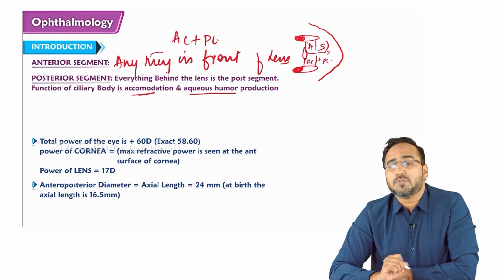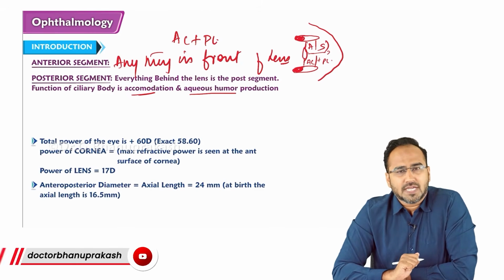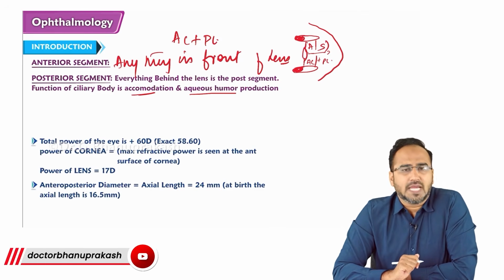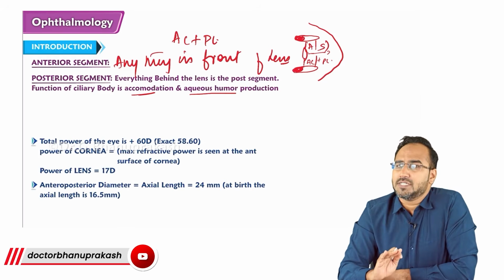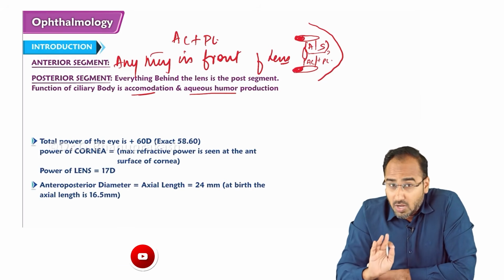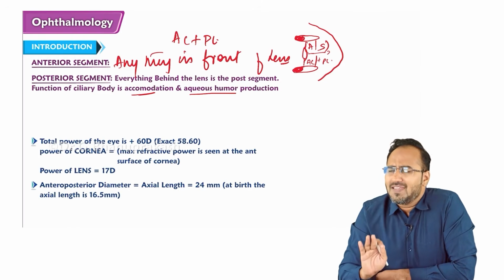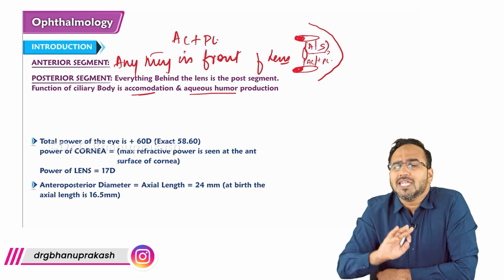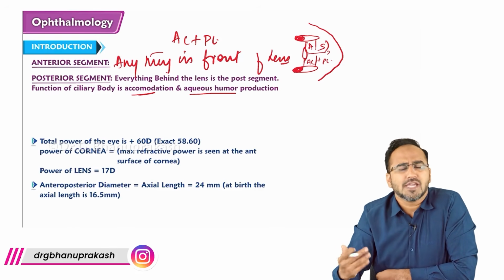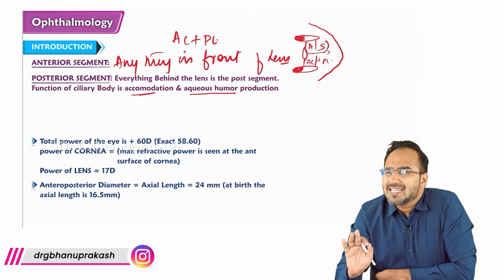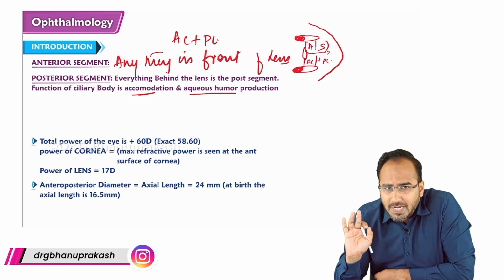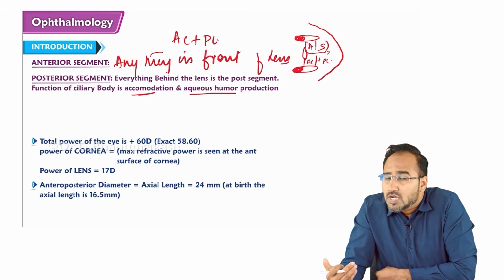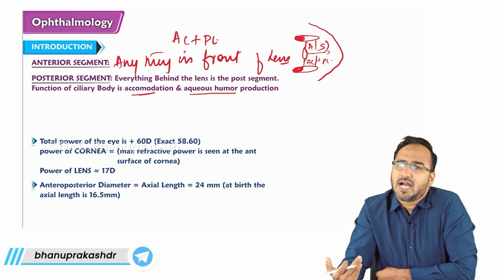Right? Now coming to the total power of the eye. What is the total power of the eye? The total power of the eye is 60 diopters. In that 60 diopters, come on guys, the cornea is very, very important. If your cornea is damaged, you are nearly blind. The cornea plays an important role, not only in maintaining the refractive index, it is also important for the power of the eye.